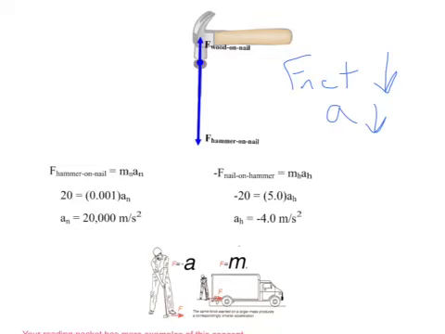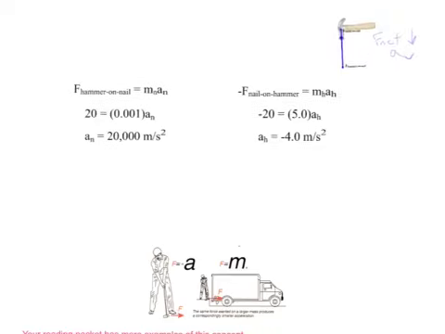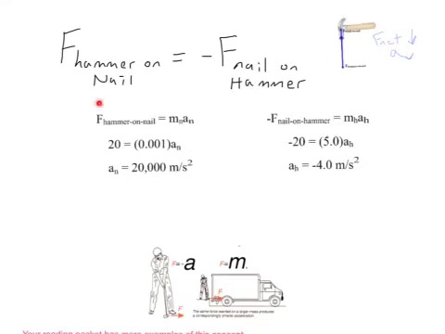There's another way to look at this too. Let's imagine that our nail has a mass of about 1 gram or 0.001 kilograms, and the hammer has a mass of 5 kilograms. Newton's third law says that when the hammer exerts a force on the nail, the nail pushes back on the hammer just as hard. That is, the force of the hammer on the nail is equal to the force of the nail on the hammer in the opposite direction.